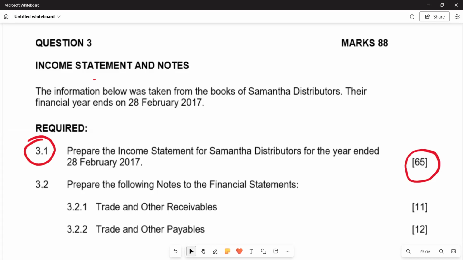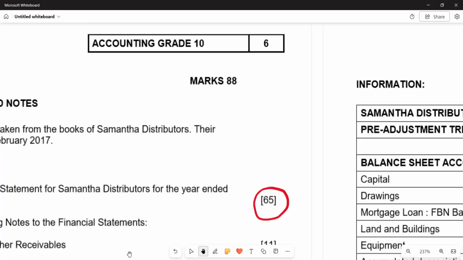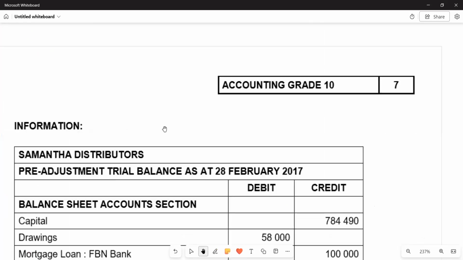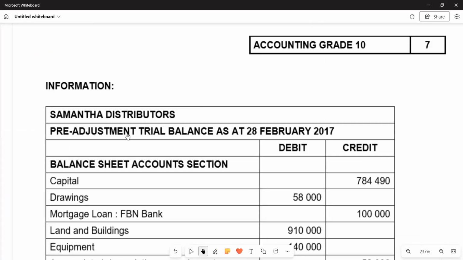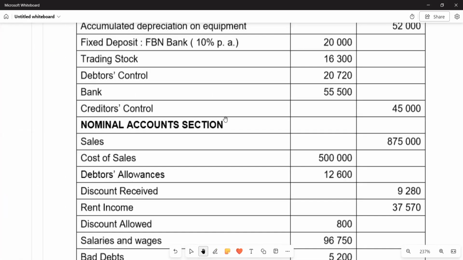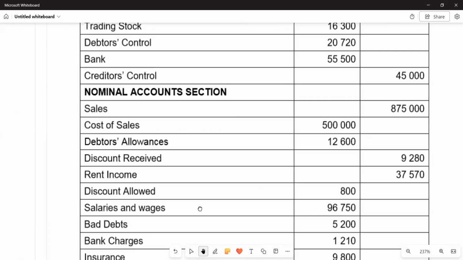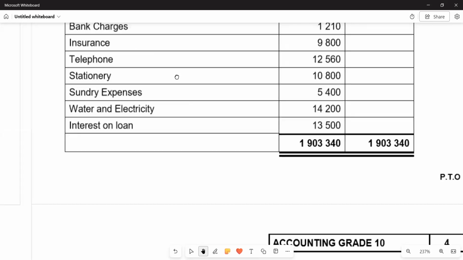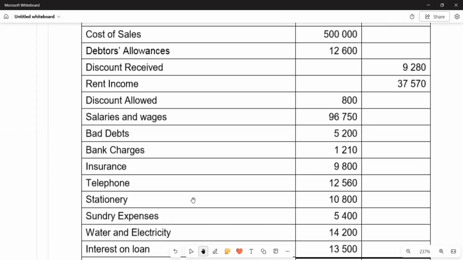So we go down now, trying to see what we have in the question. On the next page, we're given the information of Samantha Distributors, with the pre-adjustment trial balance as at 20th February 2017. We have the debit column and the credit column, with the balance sheet account section given there. Then going down, we also have the nominal account section. This is the information that we have according to the pre-adjustment trial balance.